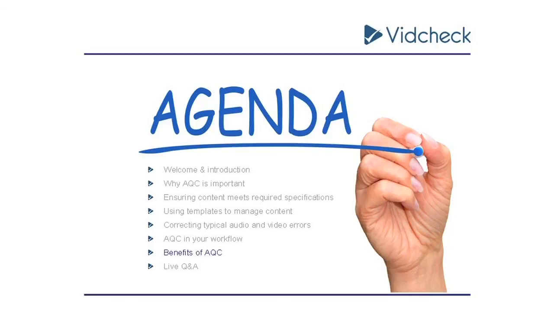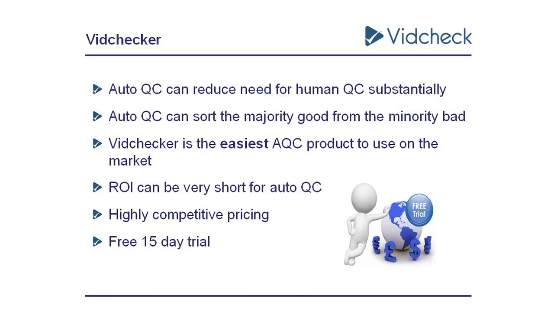Automated quality control is one of the biggest growth areas of our industry. I'll conclude today's webinar by summarising the benefits. Auto QC can reduce the need for human QC substantially. This reduces the number of man-hours needed to check content, saving money, and it leaves it up to humans to make decisions on the more subjective issues where judgment is required.